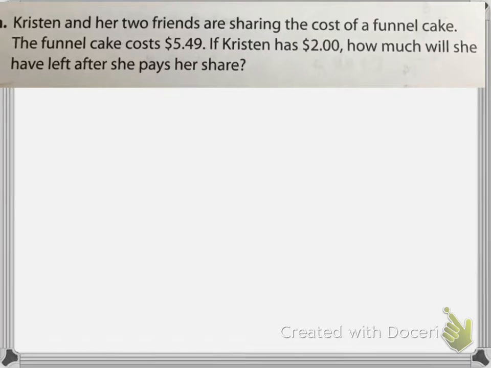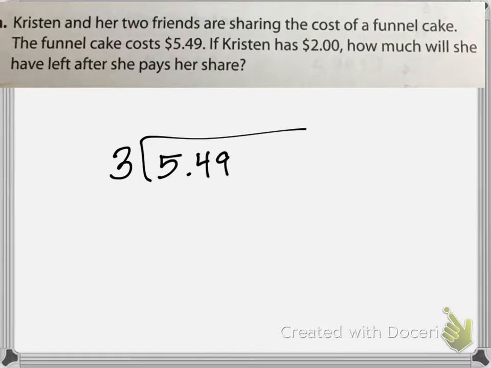Kristen and her 2 friends are sharing the cost of a funnel cake. The funnel cake costs $5.49. If Kristen has $2, how much will she have left after she pays her share? So Kristen and her 2 friends. That means there's 3 people splitting the cost of this funnel cake. So I want you guys to find this out. 3 people splitting the cost of this one funnel cake.